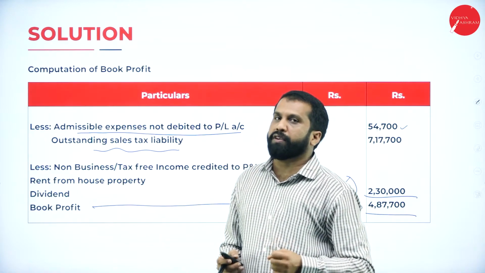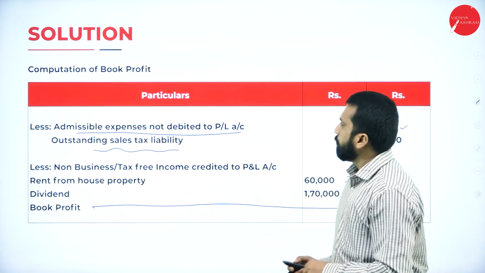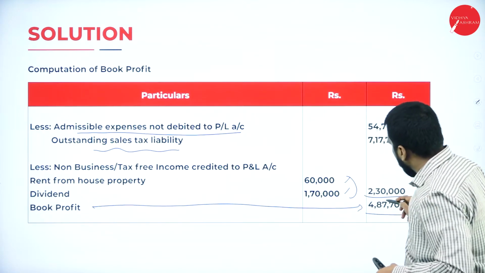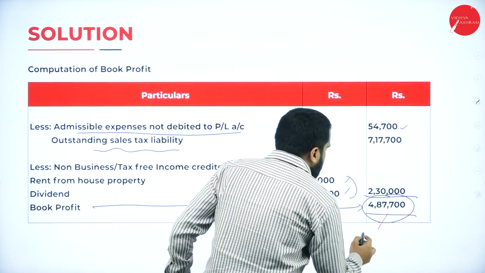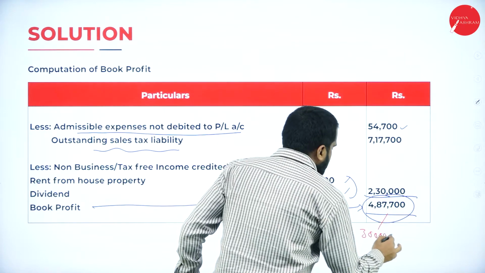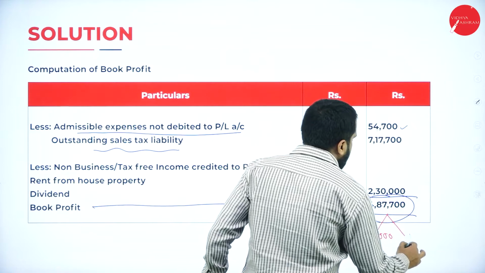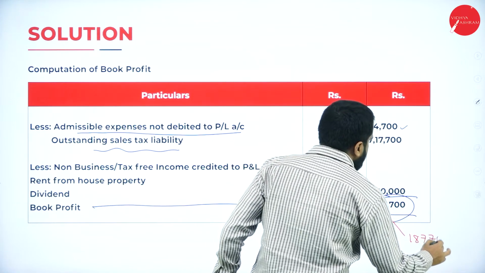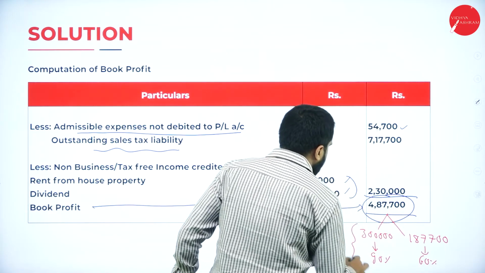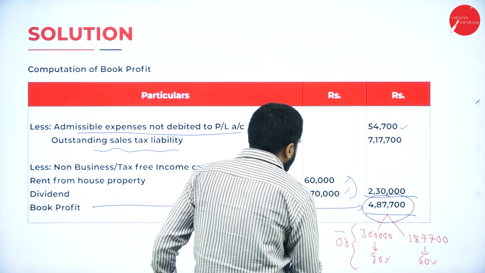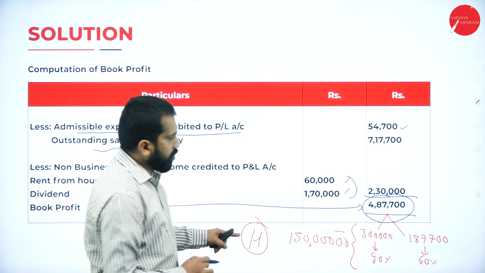After getting book profit minus remuneration, you will get your business income. So how much you got? 4,87,700. For this, up to 3 lakh, what is the percentage? 90%. Above 3 lakh, how much we have? 1,87,700. On that, 60%. Or 1,50,000, whichever is high. Hope you know this.